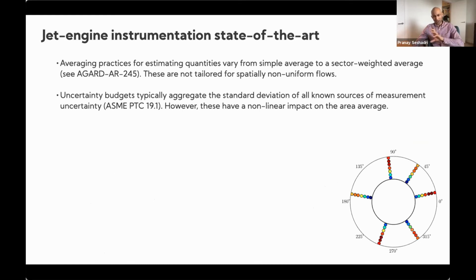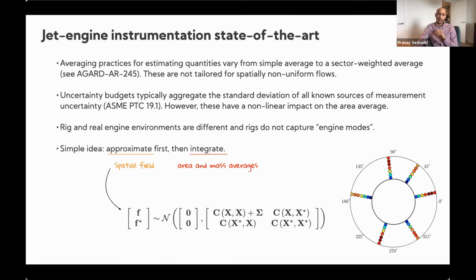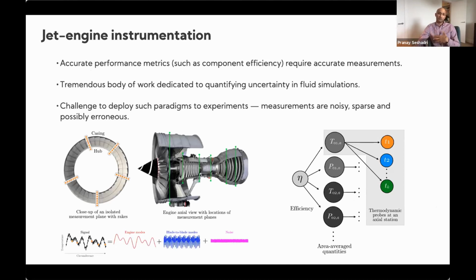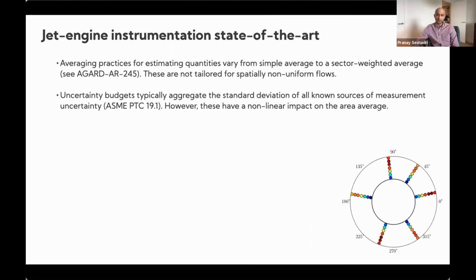So just in terms of a quick state of the art, I'm going to focus on an isolated problem that relates to how we compute subsystem efficiencies, and that is the following. How do we exactly compute the area average, or indeed the mass average, of pressure or temperature? The reason that's important is that efficiency is a function of average temperatures and pressures, and any rigorous estimate of efficiency has to be underpinned by a rigorous calculation of the true temperature or pressure over the annulus.